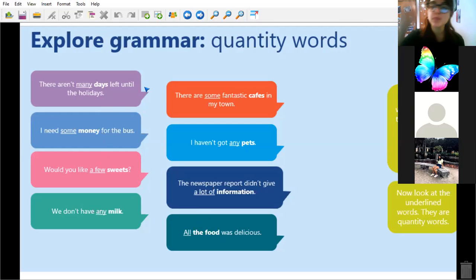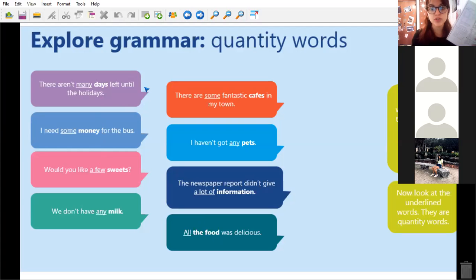So who can explain to me what is a countable noun? The things that you can count. So those are objects that you can say, for example, I have a book. And then if I have two books, I say books. 1 book, 2 books, 3 books, 4 books.